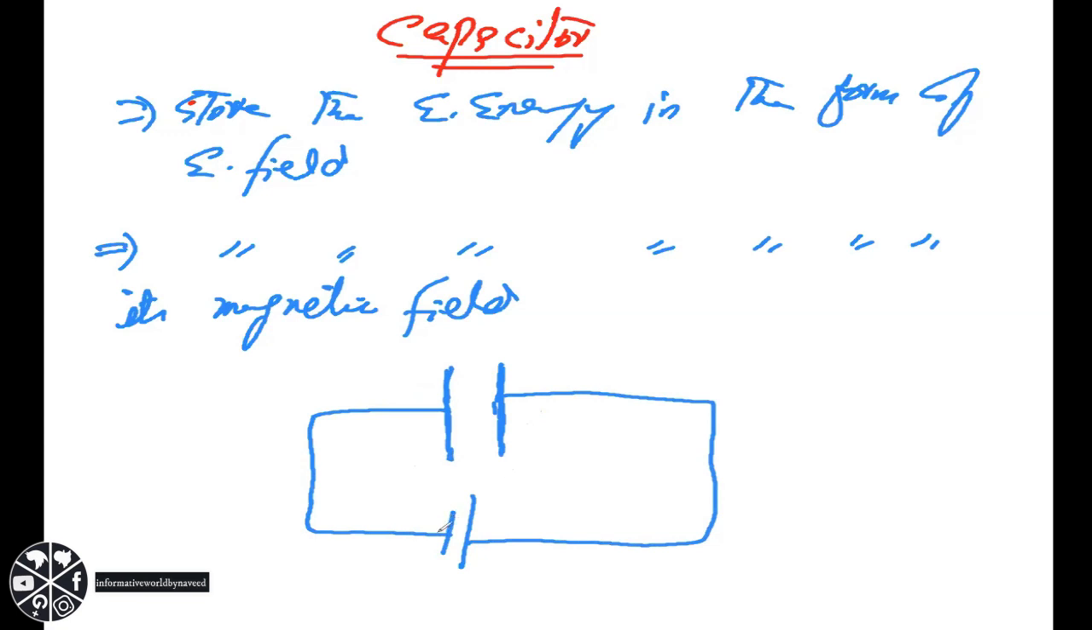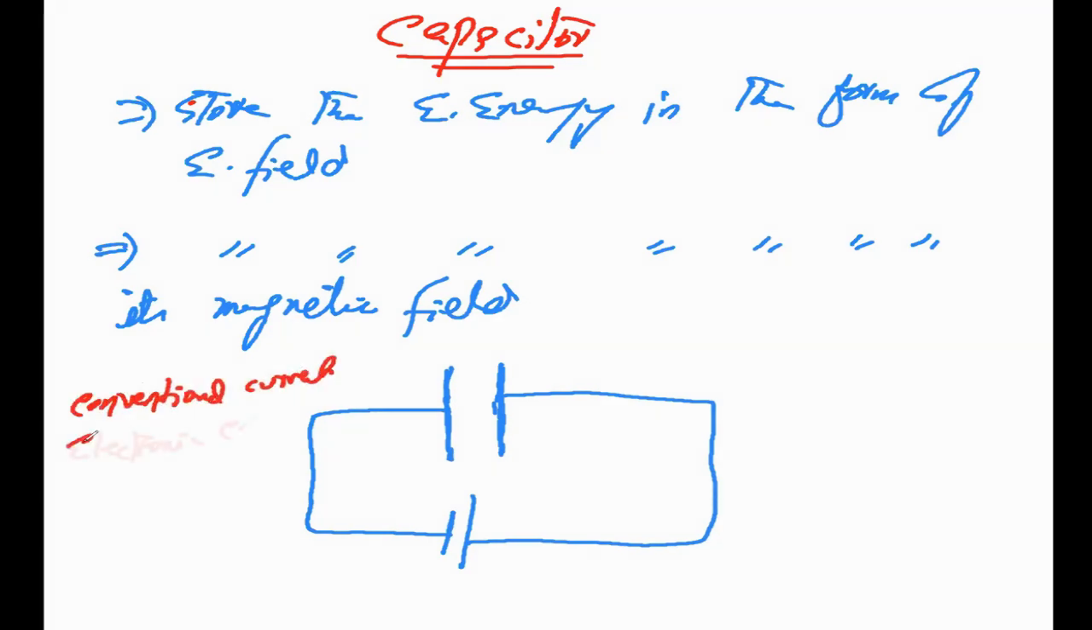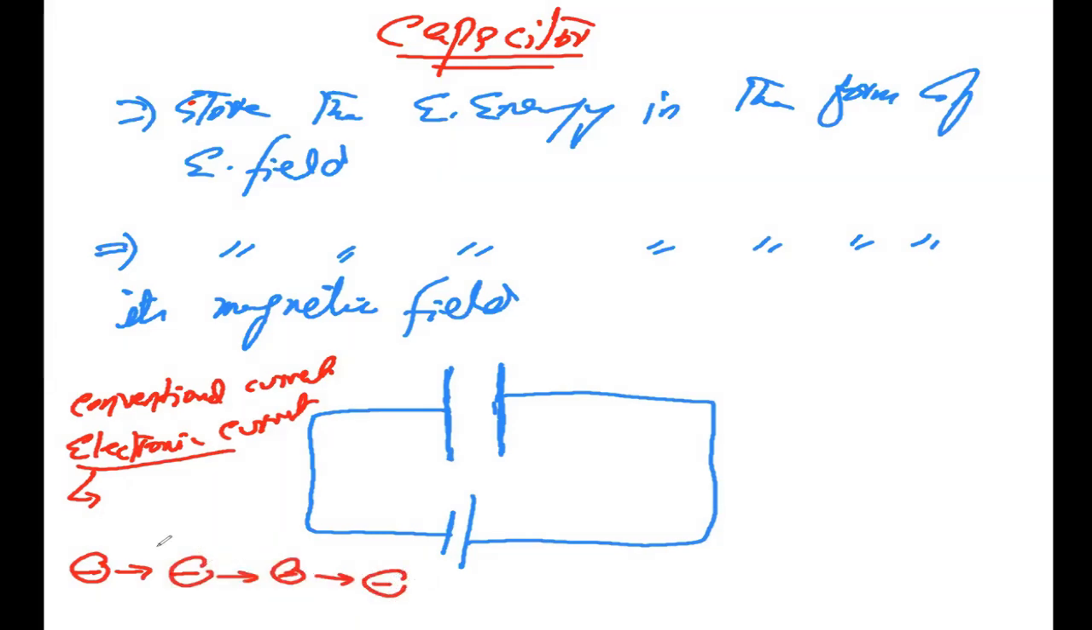This is negative and this is positive, and we always talk about the conventional current. Actually, we have two types of current. One is known as the conventional current, and another one is the electronic current. Electronic current means flow of electrons, and conventional current is the opposite of the electronic current, having the same magnitude. Let's say your electron is moving in this direction. Then if the electronic current is moving in this direction, the conventional current is moving in this direction.